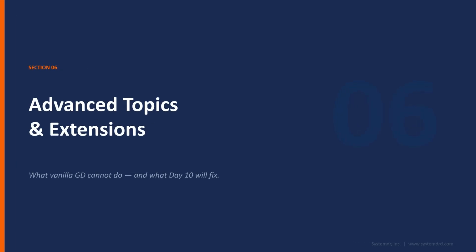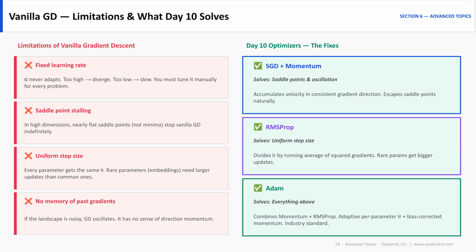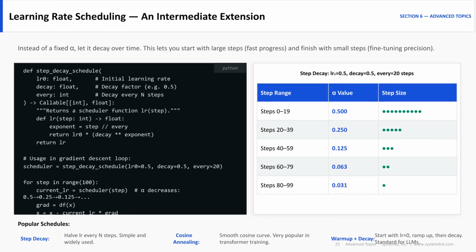We are now entering Section 6, Advanced Topics and Extensions, looking at the limitations of vanilla gradient descent and how advanced optimizers solve them. Vanilla gradient descent has limitations, including a fixed learning rate and vulnerability to stalling at saddle points. Solutions like Momentum and RMSProp lead to the industry standard, Adam, which combines their strengths for faster and more stable training. Learning rate scheduling is an intermediate extension that dynamically decays the learning rate over time. This allows for large initial steps for speed and smaller final steps for precision, improving overall convergence quality.